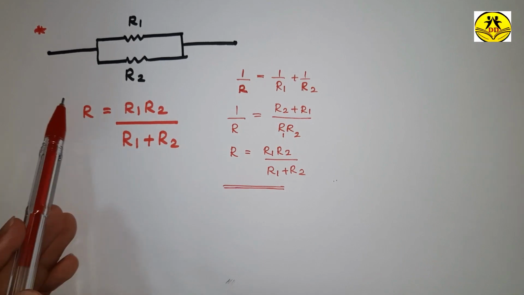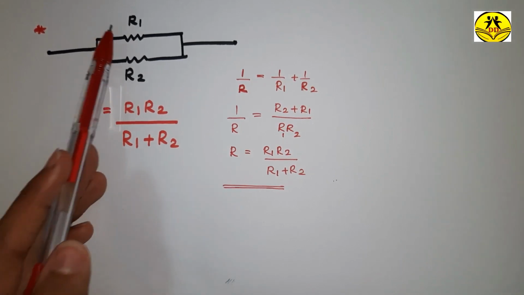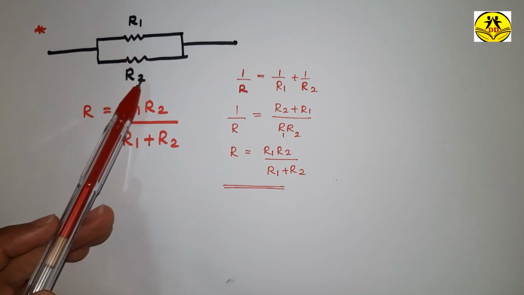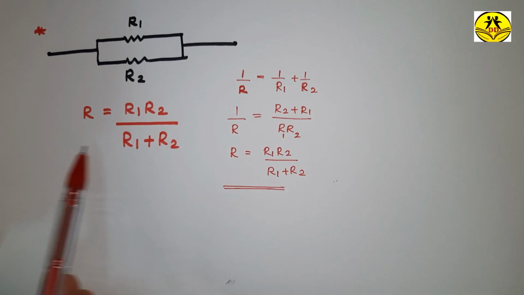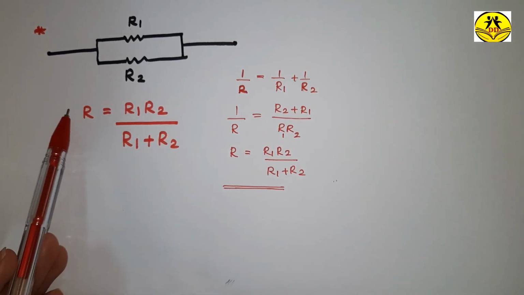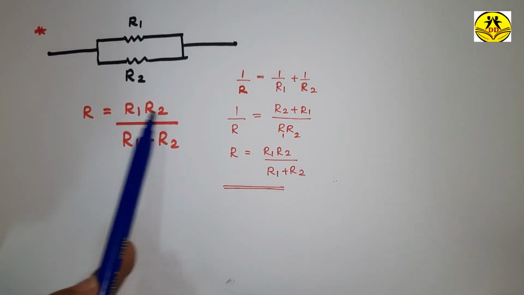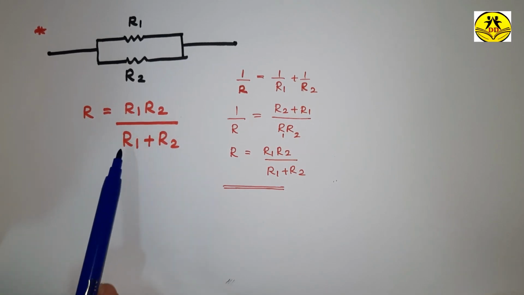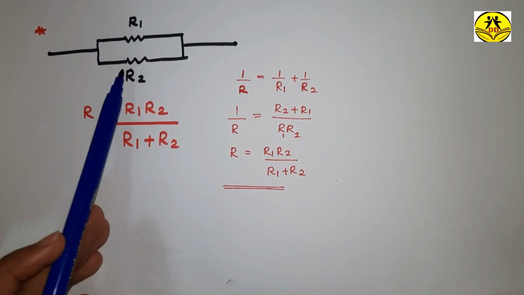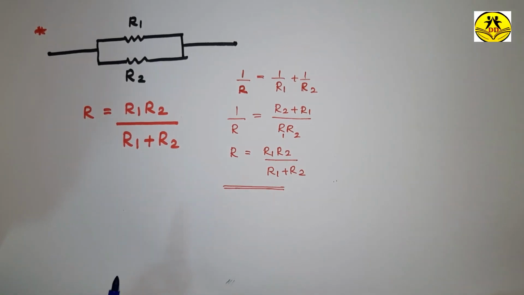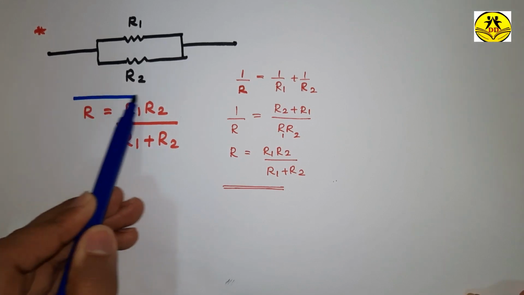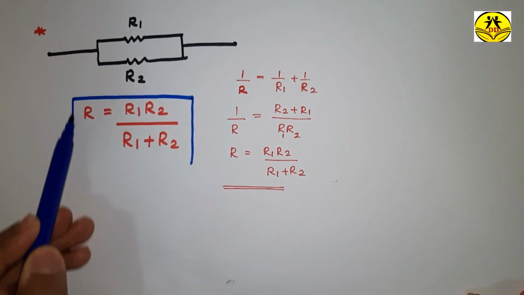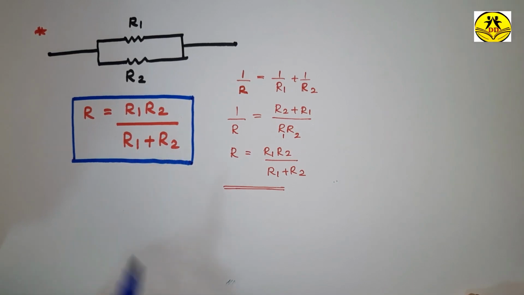So if you remember it in this form, when two resistors are connected parallelly to each other, only two resistors, okay? The short method of finding the equivalent resistance is product of the two resistances divided by the sum of the values of those two resistors. Product divided by the sum. So this is this equation. If you remember this equation, it is really easy for MCQs. I will just show you one example.